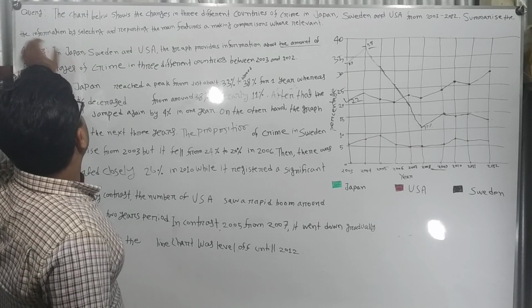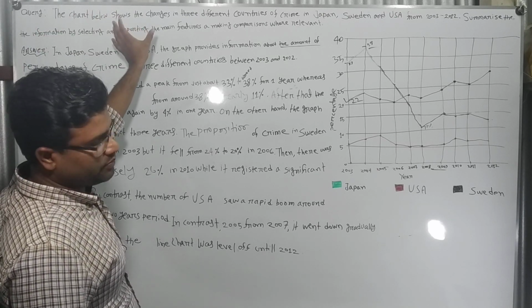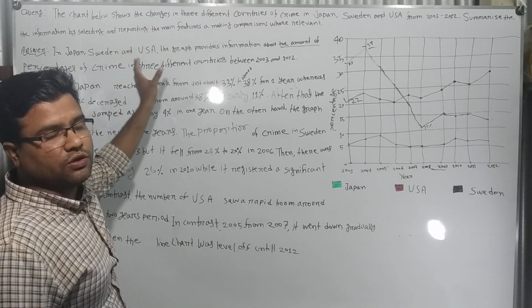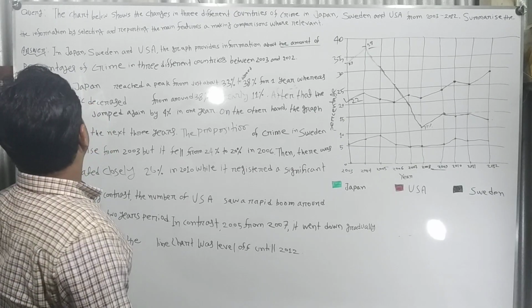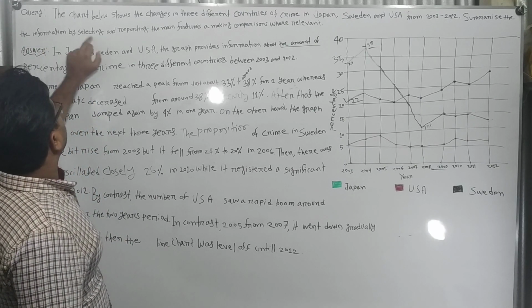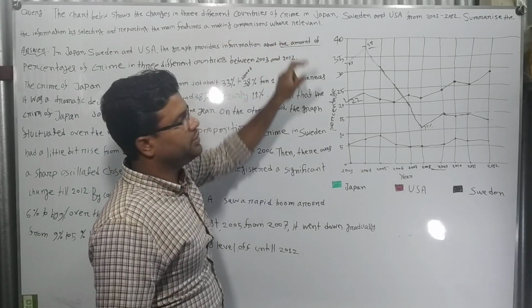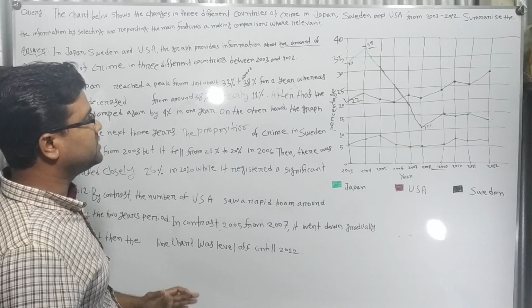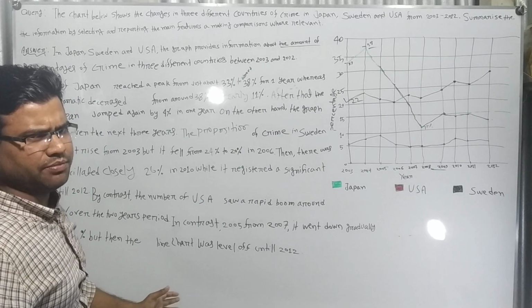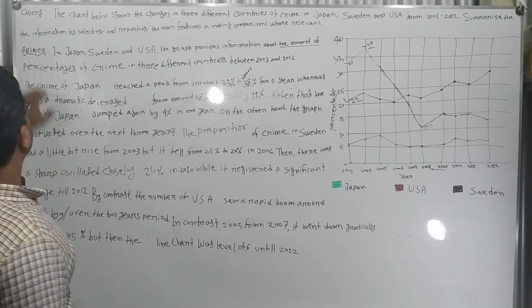So you have to understand the first line of the question very clearly. Otherwise you cannot understand this graph. And summarize the information by selecting and reporting the main picture and making comparison where relevant. In all IELTS writing task 1, this line is the same, almost 98% of cases. Anyway, here is the question now.